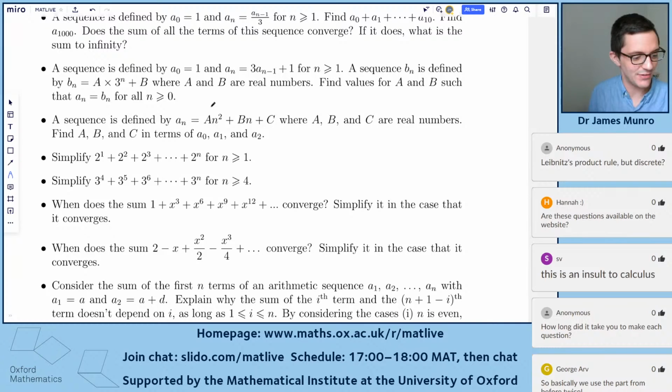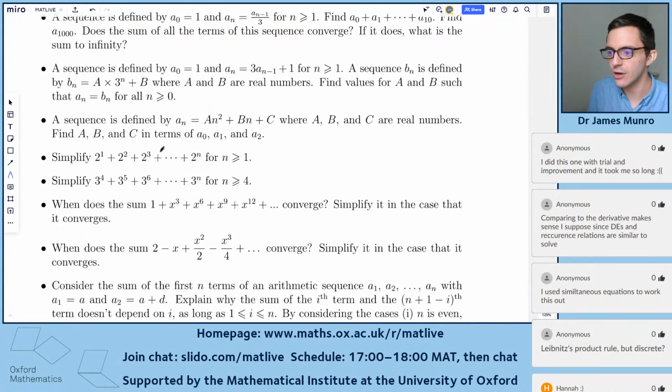Yeah, it's like discrete derivatives. Okay. Oh yeah. Okay. Trial and improvement. Oh, is this the A and B one? Yeah. So guessing values of A and B. The trick, I suppose, is to try. If this is going to work, it's going to have to work. Have I got a 0 in here? I do have a 0 in here.